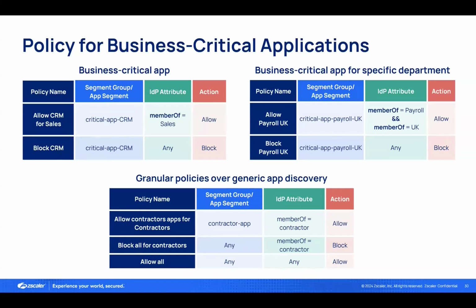This works the same way as our engineering application on the previous slide. On the right, we have the same setup, but here we've chosen to restrict access to the application with multiple criteria. As a result, to access the critical app payroll UK segment, our users must have both the payroll and UK IDP attributes. And again, there's a corresponding rule here to block access for all users that is placed below the rule that allows access for specific users. Finally, the important thing to remember here is that these granular policies for specific applications should always be placed over any generic application discovery or access segments.